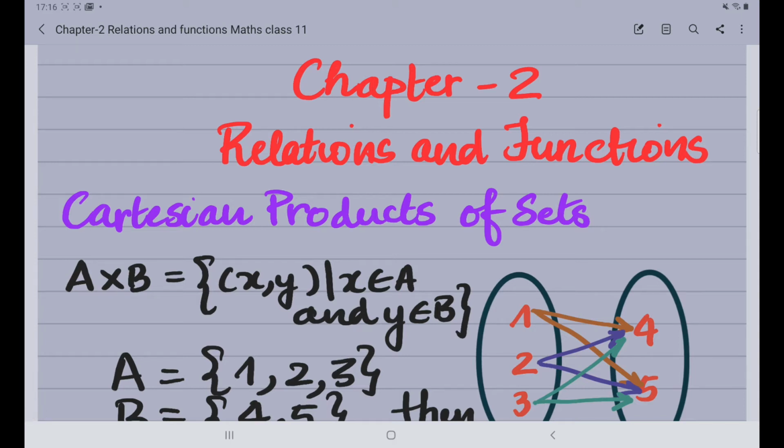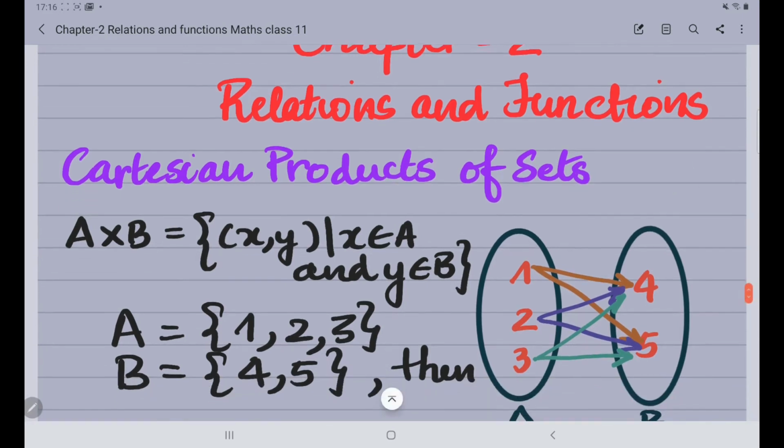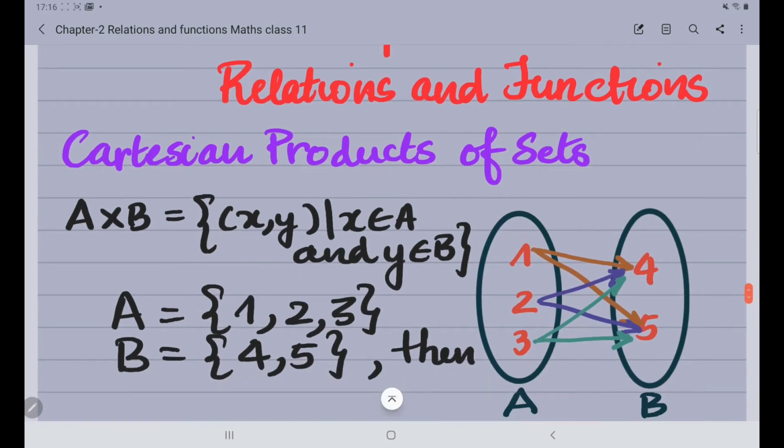Now we will study linking pairs of elements from two different sets, and then introduce some relation between these two elements. This is what we are going to learn in relations and functions. To understand more about relations, we need to understand what a Cartesian product of a set is.